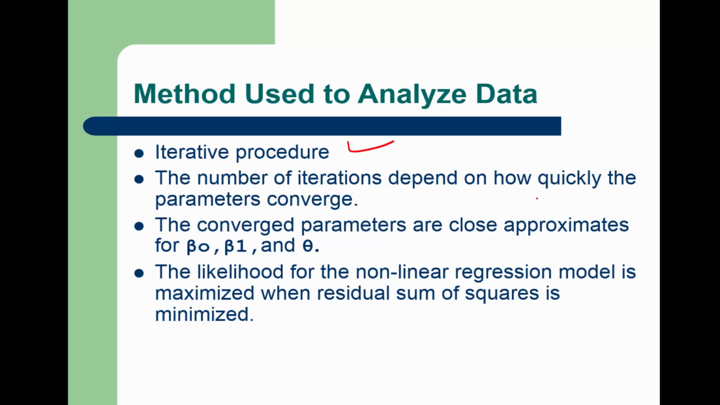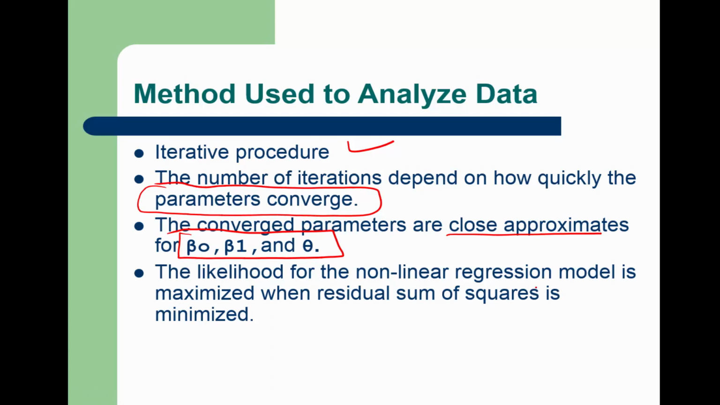The number of iterations depends on how quickly the parameters converge. For any optimization problem, we end up with a convergence of the parameters, and how quickly the parameters converge will tell us how many iterations are required. The converged parameters are close approximations of the three parameters. They may not completely represent the actual values, but they might be very close to what we are expecting.